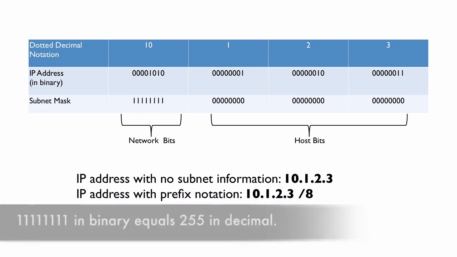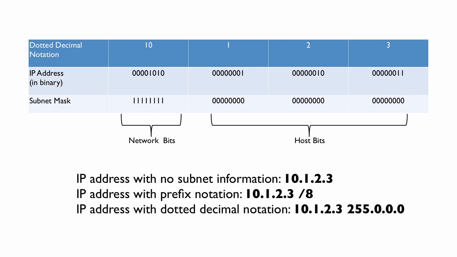That means in dotted decimal notation, our IP address and our subnet mask, it's going to be 10.1.2.3 with a subnet mask of 255.0.0.0. Either of those approaches perfectly valid for communicating not just IP address information, but also subnet mask information. And now that we know that we have this dividing line between the network bits and the host bits, we're now able to write out the network address.